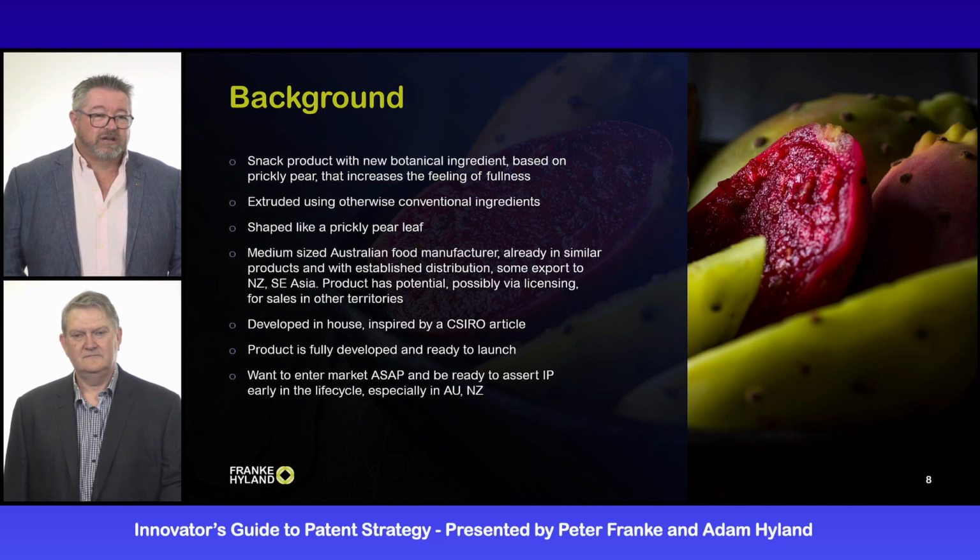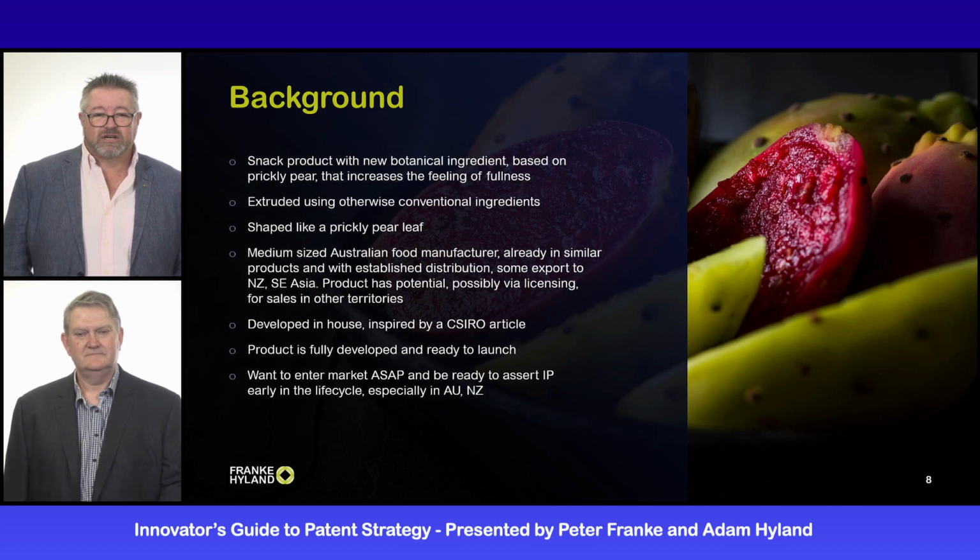The snack product is going to be an extruded cereal-based snack using otherwise conventional ingredients that we normally use in those types of products. We're going to shape it like a prickly pear leaf to tie in with the functional ingredient in the product. Our client is a medium-sized Australian food manufacturer already marketing and distributing similar products in the snack food area. They've got some export markets in New Zealand and Southeast Asia. Its main market is in Australia.